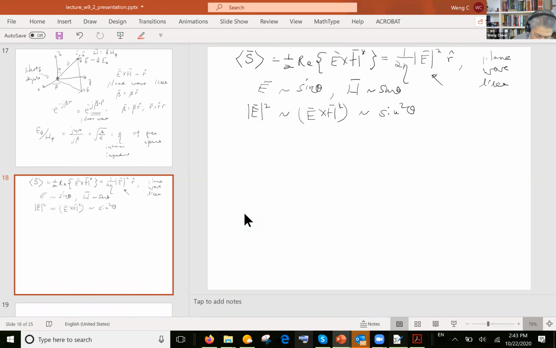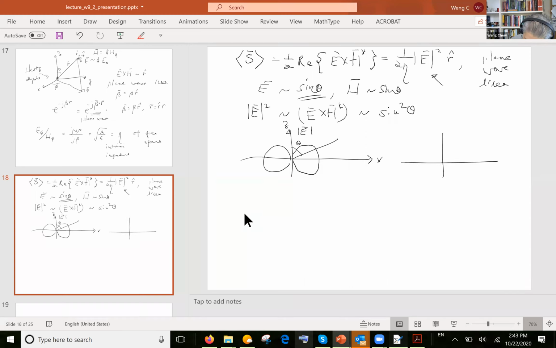Sine squared theta, which means that if you plot the field pattern, it will behave like this. That is the field pattern. If you just plot the magnitude of E, it will be like a sine theta. Okay, in the xz plane, this is a sine theta dependence. Theta is this angle. And if you plot E squared, it will look more like this. This is E squared. This is called the radiation field pattern.